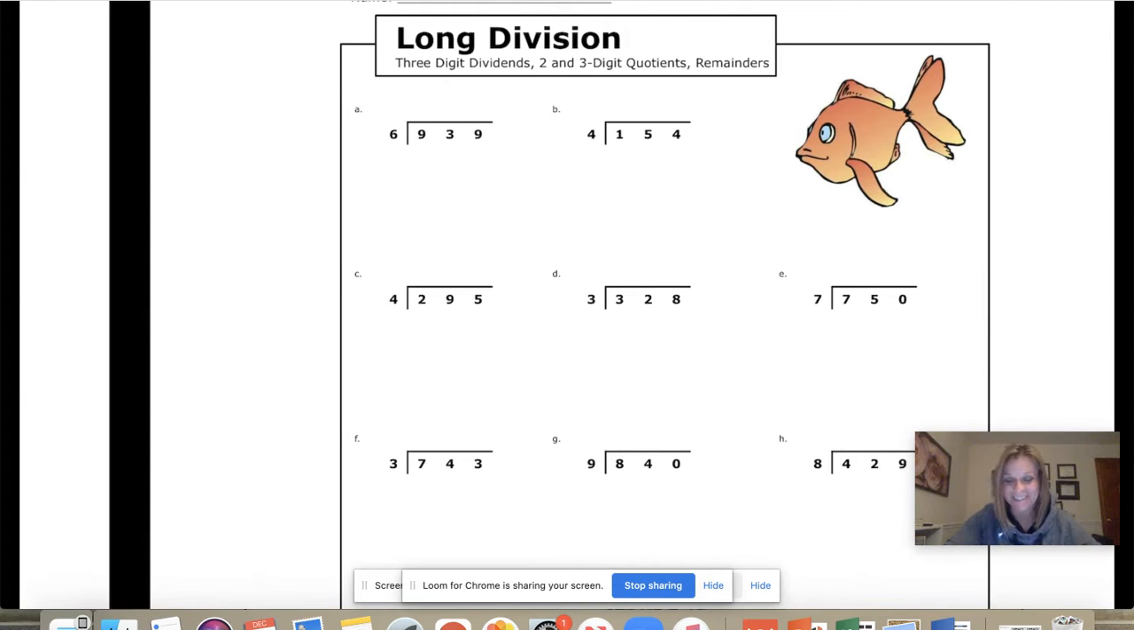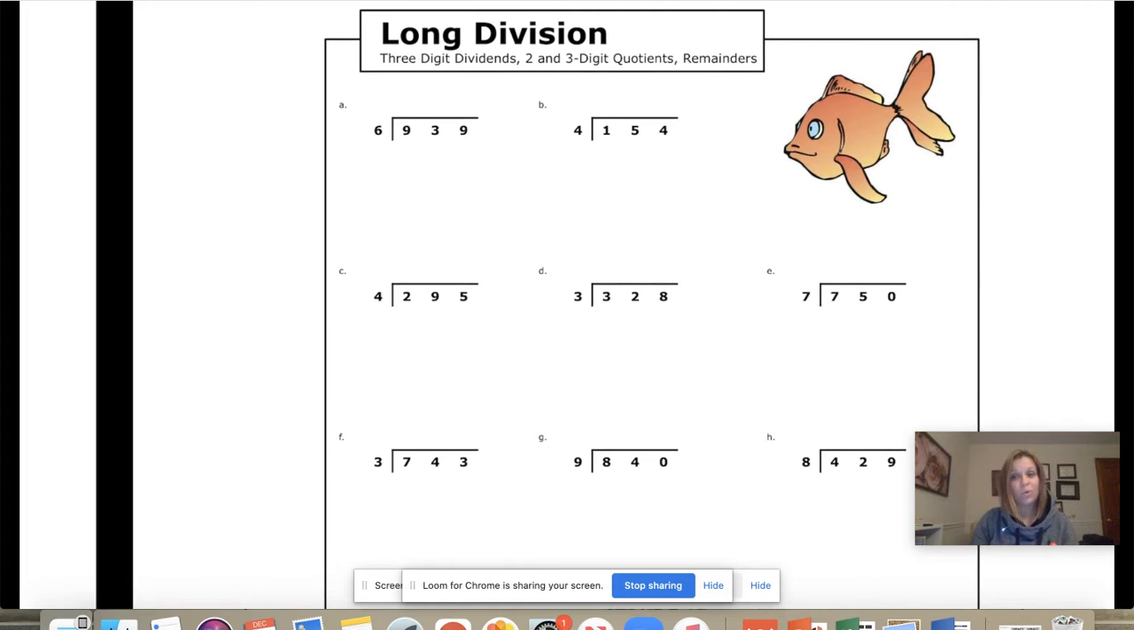Hi, boys and girls. Okay, so today we are going to go over our 3-digit division problems, and you guys have been getting really, really good at this. You should have this worksheet from the substitute teacher. We're going to work out a few of these problems together, and then you are going to have some time to work on this by yourself.